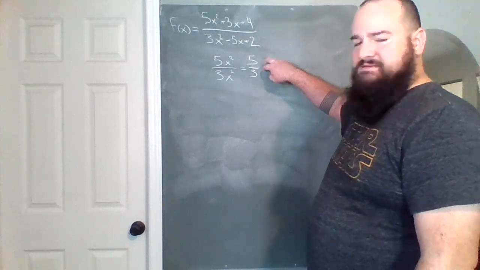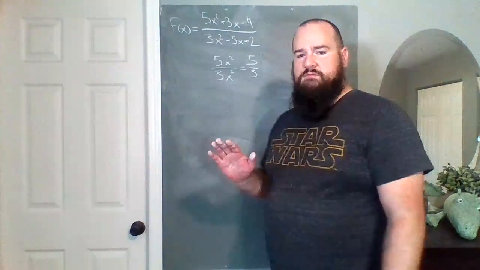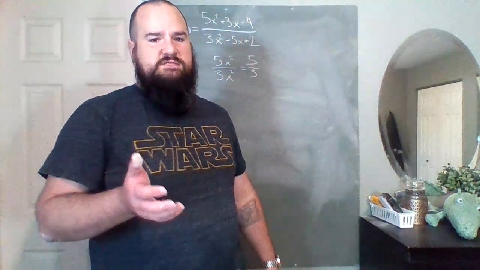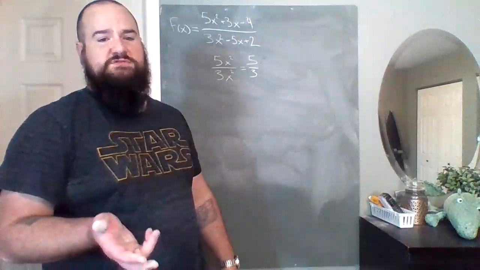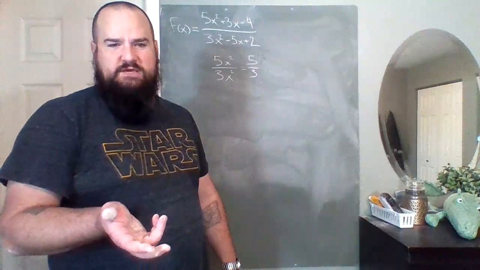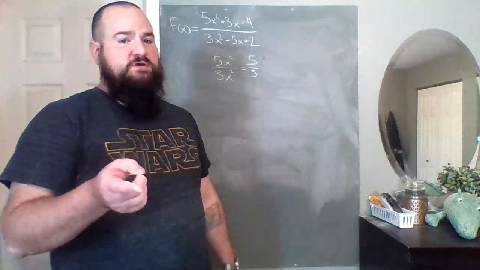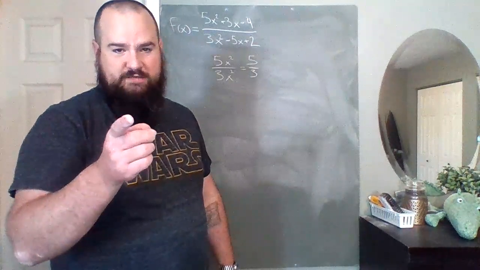So here, as x gets bigger and bigger and bigger, what happens to 5/3? So if you think about it like this, if x is 2, what's 5/3 equal? If x is 5, what does 5/3 equal? If x is 500, what does 5/3 equal? And if you said 5/3 to all of those, congratulations, you're correct.